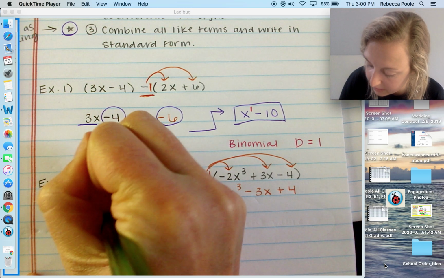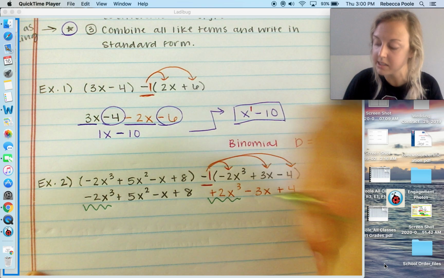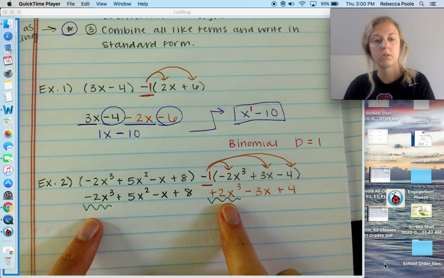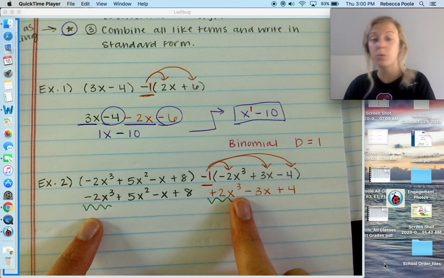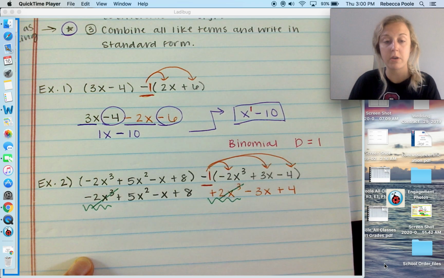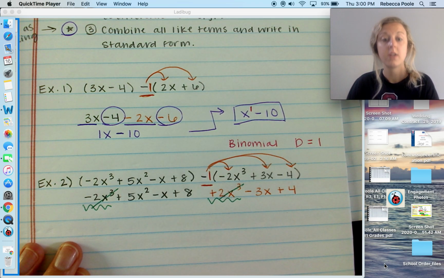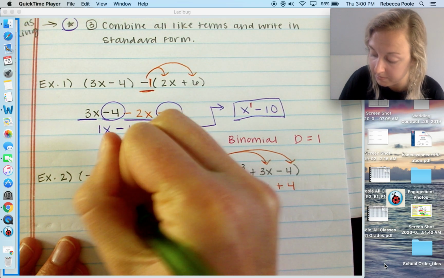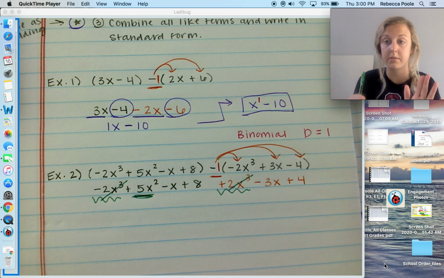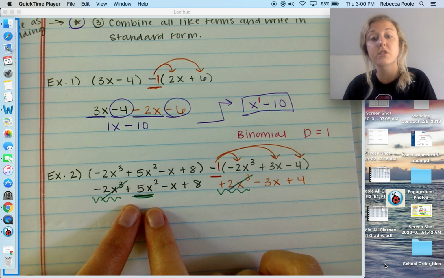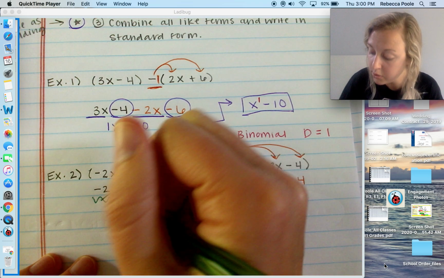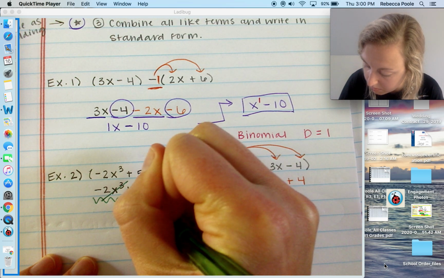Okay, I've got negative 2x cubed and a positive 2x cubed. What's going to happen with those two? If I have 2 goldfish and I take away 2 goldfish, I don't have any more, do I? They canceled, right? So now let's look at our next one. There's no x cubes left. You don't need to write 0x cubed. There's none, okay? 5x squared, are there any other x squareds? No, so I'm going to bring it down.